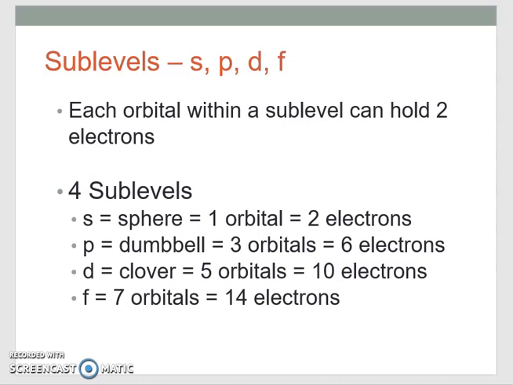Expanding on our sublevels a little bit, again, each orbital within the sublevel can hold 2 electrons. We have 4 sublevels. S is shaped a bit like a sphere, and it has 1 orbital, which means that it can have 2 total electrons. The P sublevel is shaped like a dumbbell. It has 3 orbitals, and it can hold 6 total electrons. The D sublevel has 5 orbitals, which means that it can hold a total of 10 electrons. And then the F sublevel has 7 orbitals and can hold a total of 14 electrons.